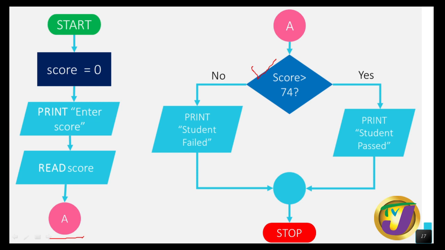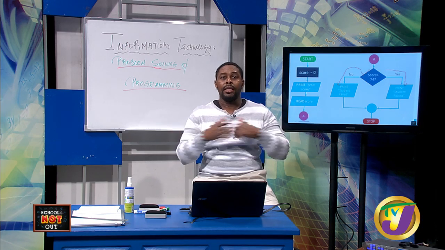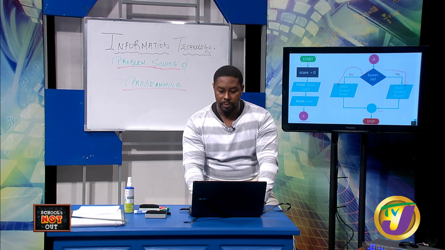If the answer is no, then we follow the no path that leads us to saying, student has failed. But if the answer is yes to that question in the diamond, and of course, remember, it is score greater than 74, then the path goes on to yes instead of going to no. And in this case, we're saying what? Print student passed. And all that leads to a connector that goes to stop.